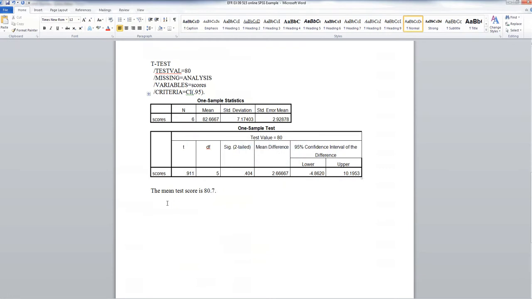Okay, now what we want to know is whether that difference is large enough that we conclude that the actual population test scores are greater than 80. To evaluate that, we're going to look at our test statistics here. Our test value was 80, and here is our t-value, 0.911. Our degrees of freedom is 5. Sig two-tailed is 0.404. The mean difference, the difference from 80, was 2.66. And then we have the 95% confidence interval around that difference.